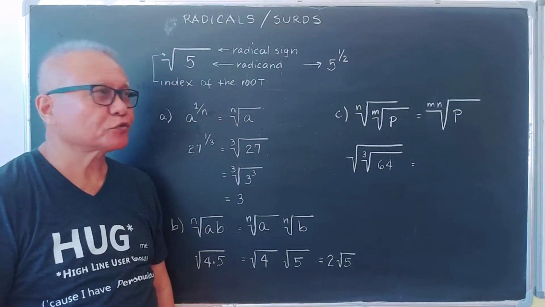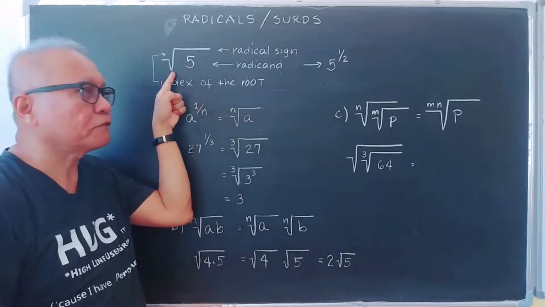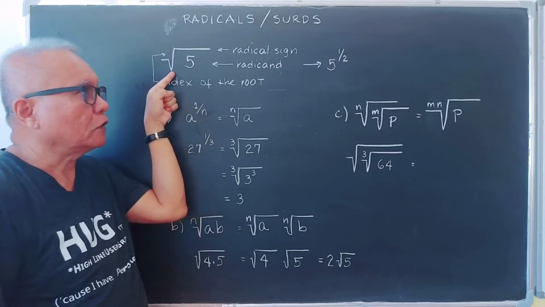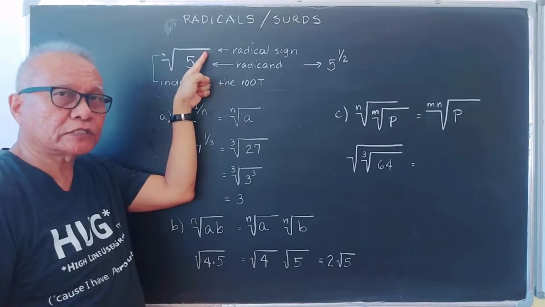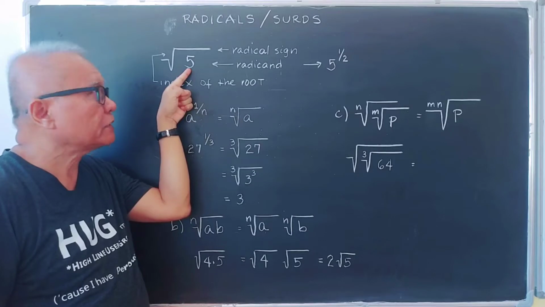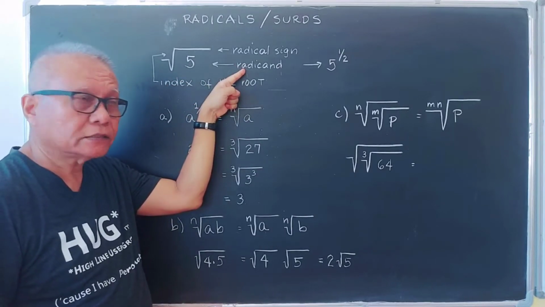Learners, today we are going to study radicals and surds. We have the square root, cube root, fourth root, or any kind of root. This symbol is called the radical sign. The number or letter inside this radical sign is called the radicand.